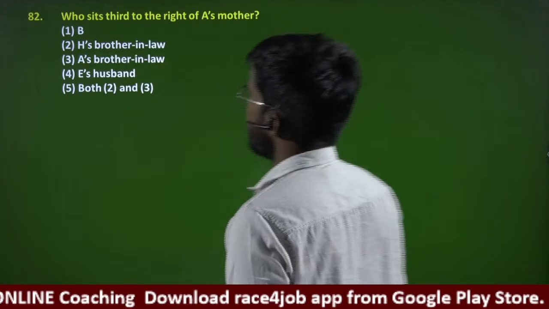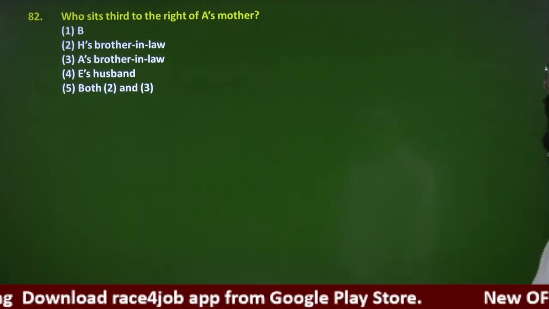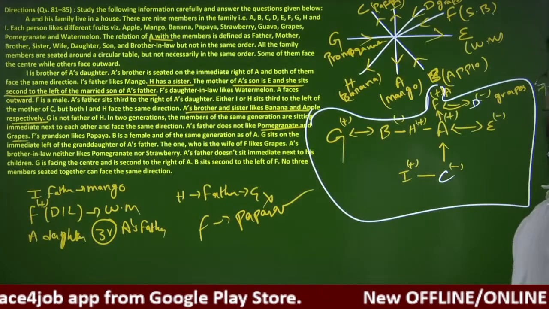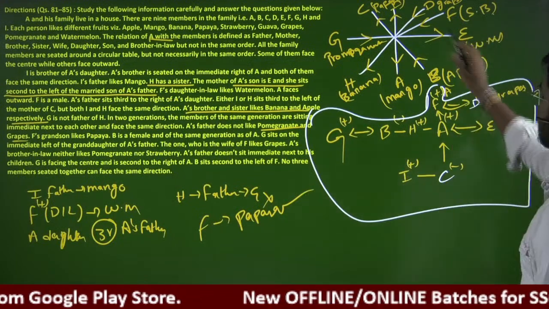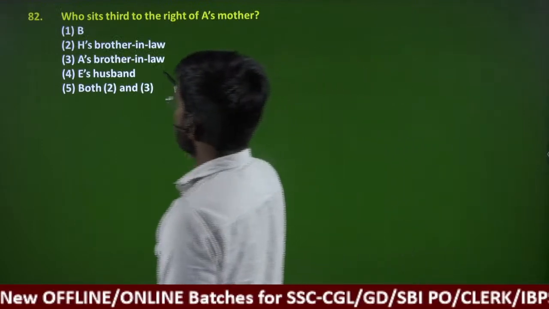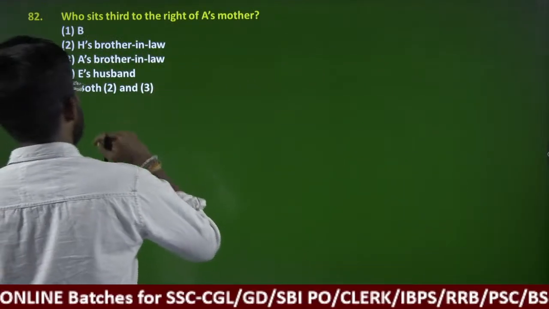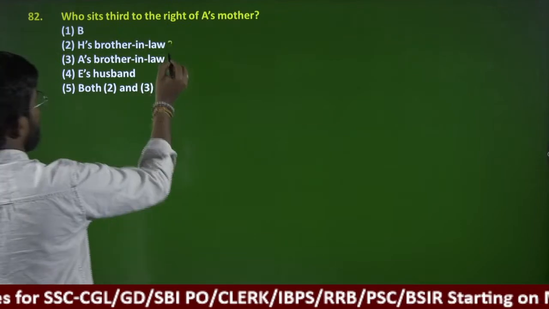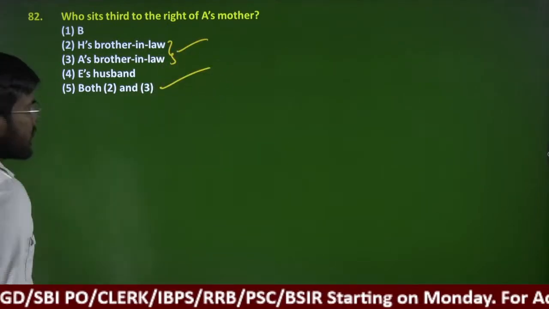So option number 5: who sits third to the right of A's mother? Ikkada D ki third right: 1, 2, 3, G ane person. S yokka brother-in-law. Yes, S yokka brother-in-law, H yokka brother-in-law. If both are correct, so both 2 and 3.